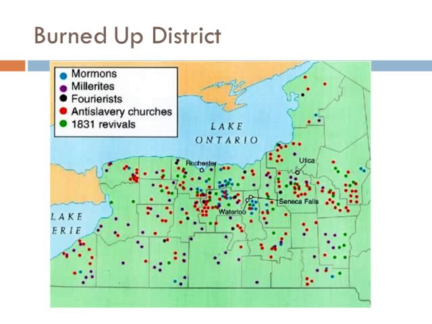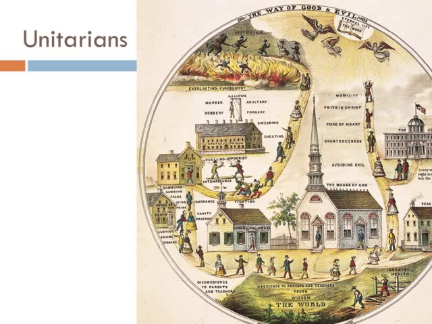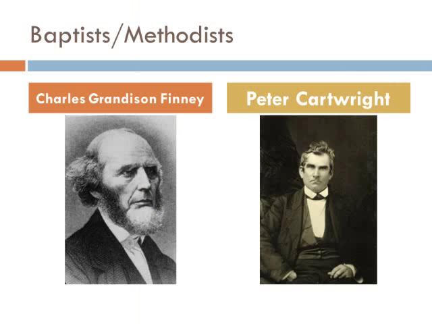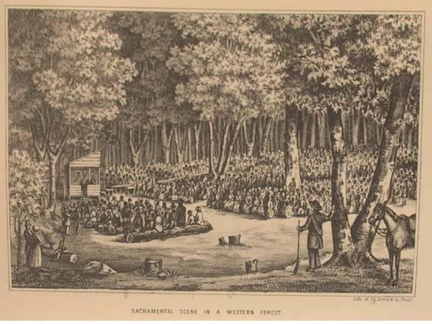Next up, Unitarians. Not so much on your test, so don't worry about them, but they believe in one God, no Trinity. Baptists and Methodists, surprisingly, not on your test this time, so don't worry about them. They will be on your final, not your AP test, but I didn't find a question for them to be on your final this time around. No, these are all new questions. Yeah, so you'll be fine. Then you have Peter Cartwright and Charles Grandison Finney and all that stuff, but don't worry about them either.